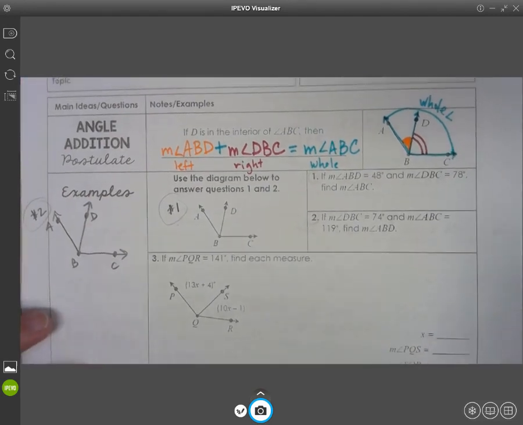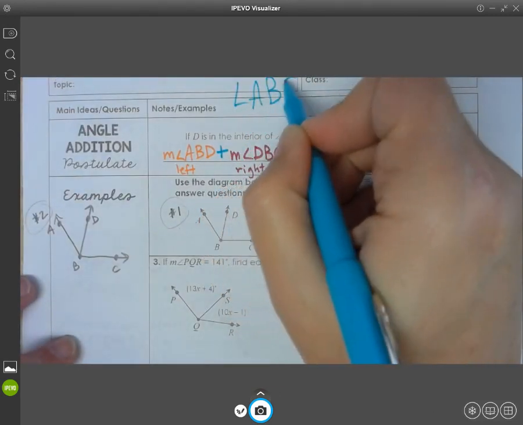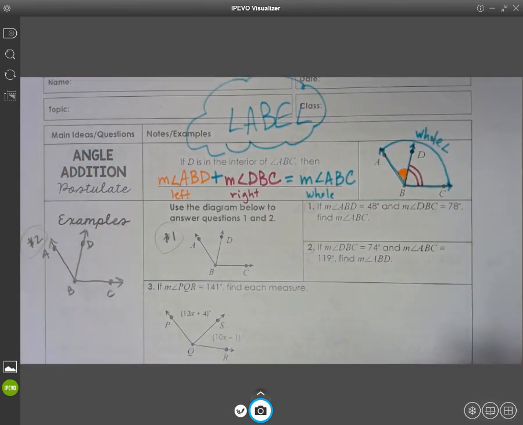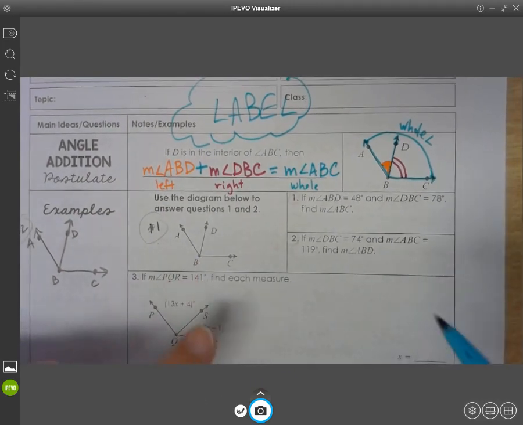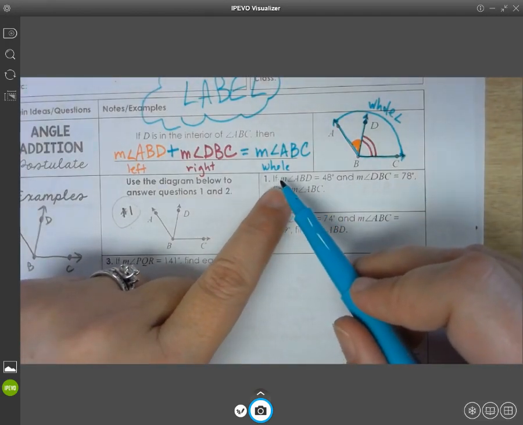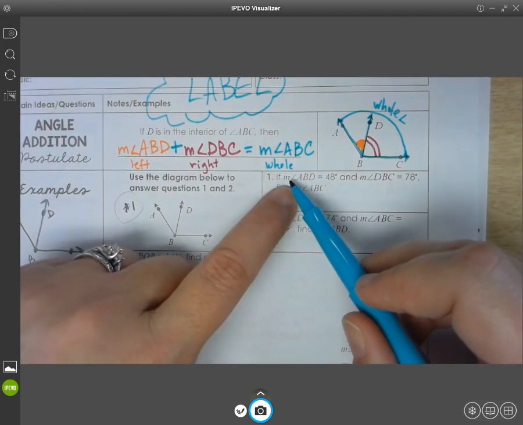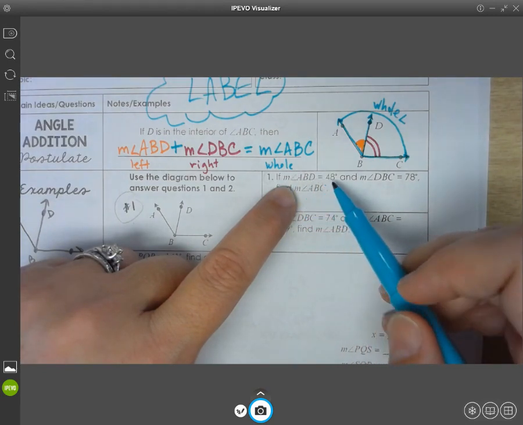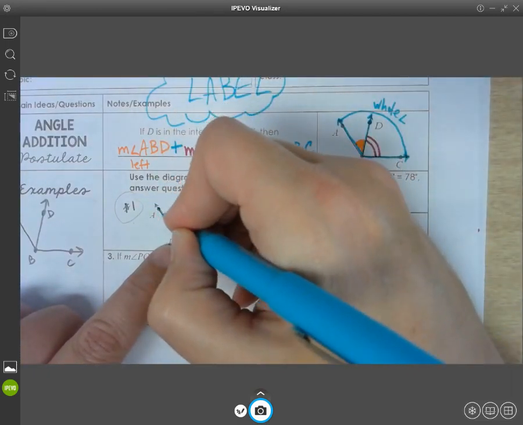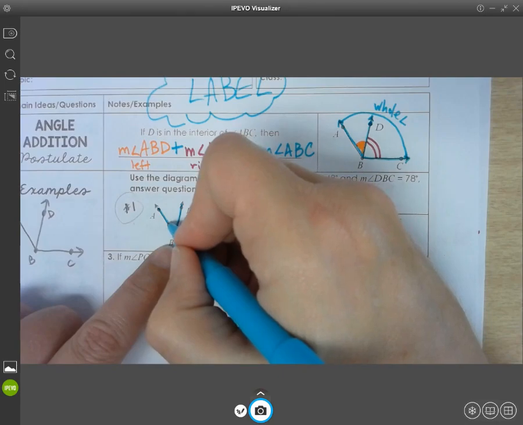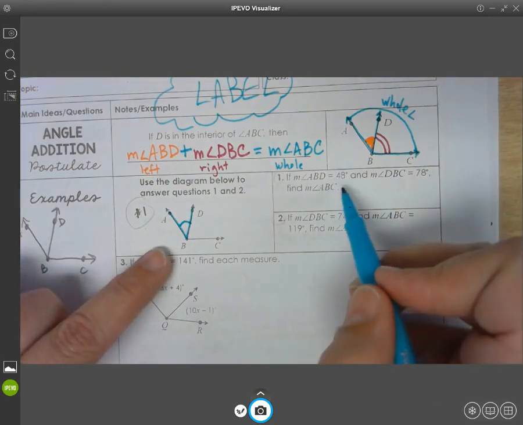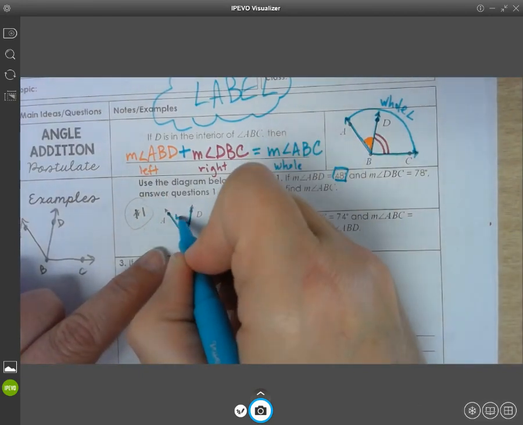Okay, so again, labeling is super important. Label, label, label before you start working. Don't try to do it without. Okay, all right, so let's do a couple of these and then we'll do some more during class as extra practice. Okay, so the first one says, using this picture, if the measure of angle ABD equals 48. So I'm going to go over here and color ABD, and I'm going to put a curve inside that angle. So this angle is opened up 48 degrees. So I'm going to put a 48 right in there.